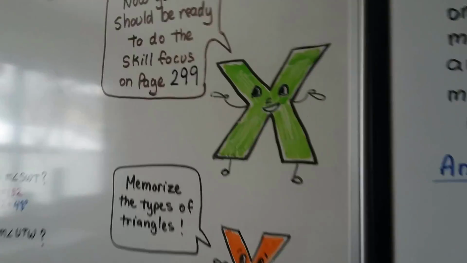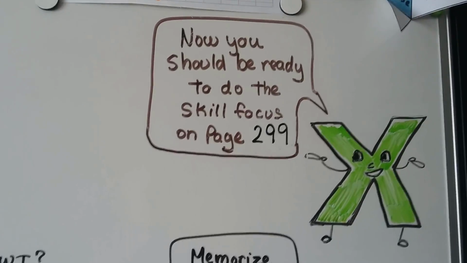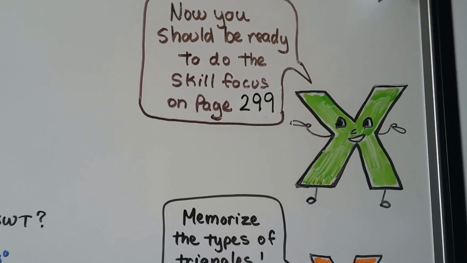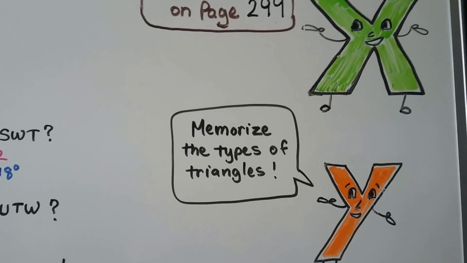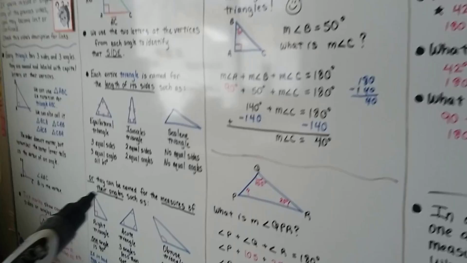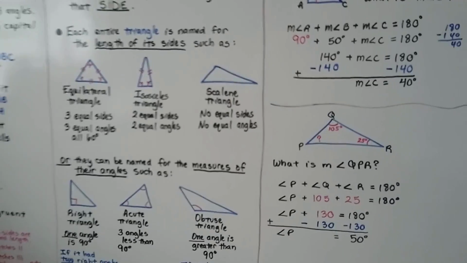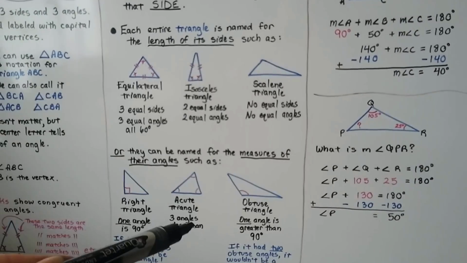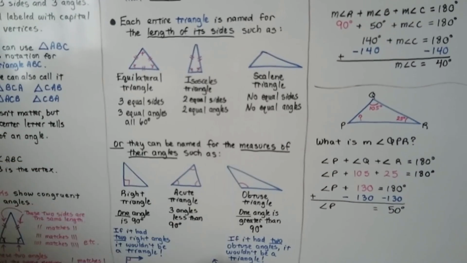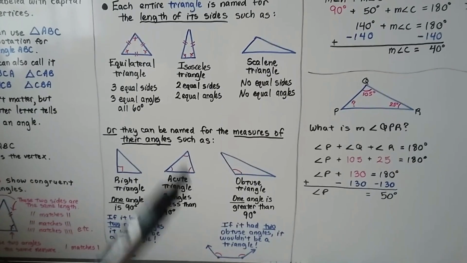Okay, so you should now be ready to do the skill focus on page 299 and try to do what it says. If it says to use the calculator, go ahead. If it says not to, then don't. And try to memorize the types of triangles. You can either make 6 little flashcards and quiz yourself, or if you're really into art, you could try drawing something with these 6 triangles to figure out a way to help you remember their names and their rules, okay? Because that's going to help you.